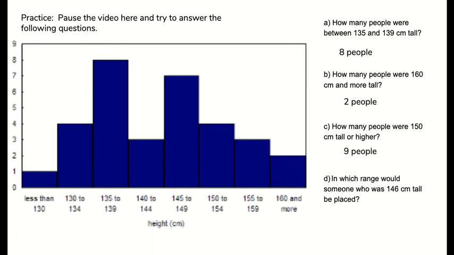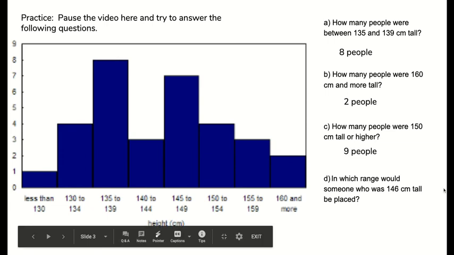And lastly, in what range would someone who was 146 centimeters tall be placed? So if we were adding a data point to this set of data and that person was 146 centimeters, they would fall in the range 145 to 149. That would be their range or their interval. Awesome. The last part of this video is going to be showing us how we can create a histogram together.